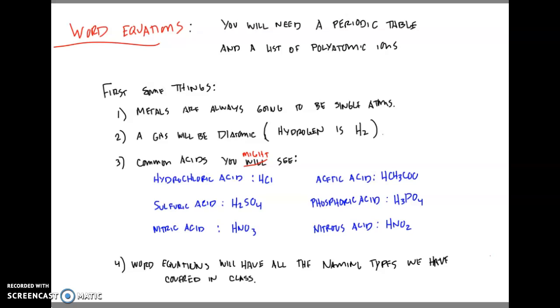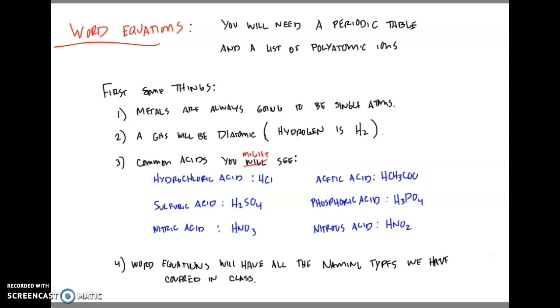For this, in order to do a word equation, you will need a periodic table and a list of polyatomic ions. If you do not have one, I will put one up on Moodle so you have something to look at, something you can either download or print out or just save a copy to your computer. A few things you need to know about word equations. We're going to be talking about metals, nonmetals, metalloids, everything.